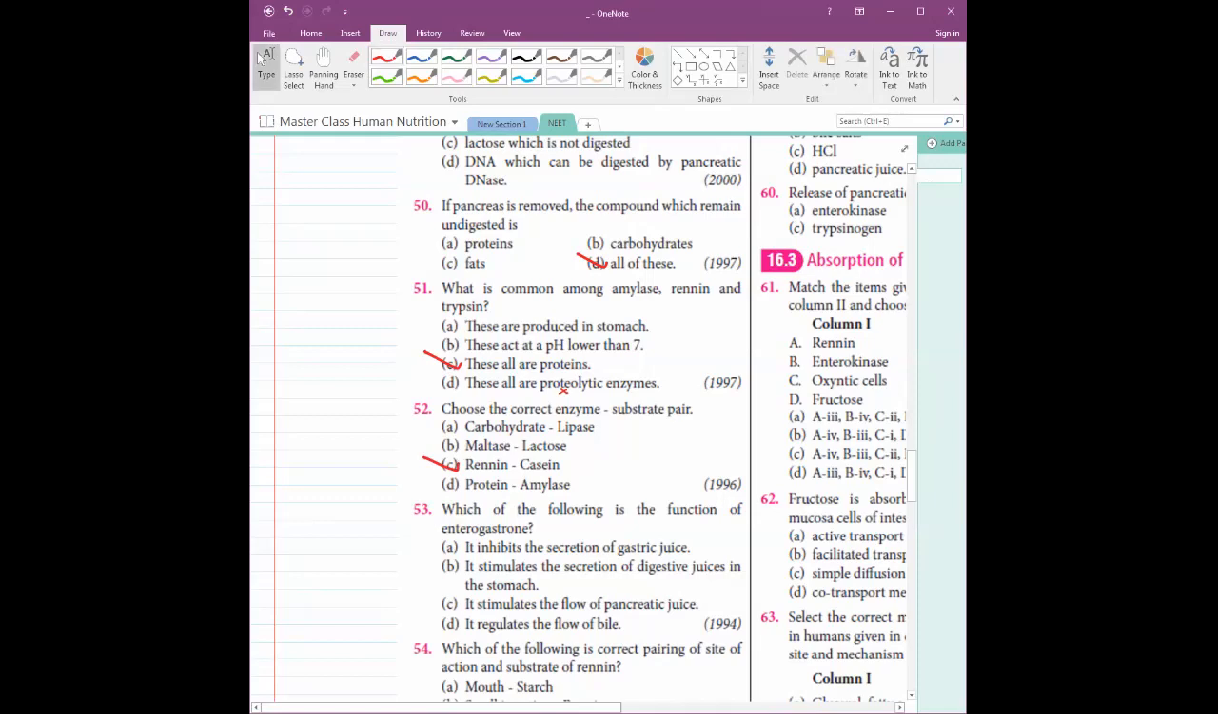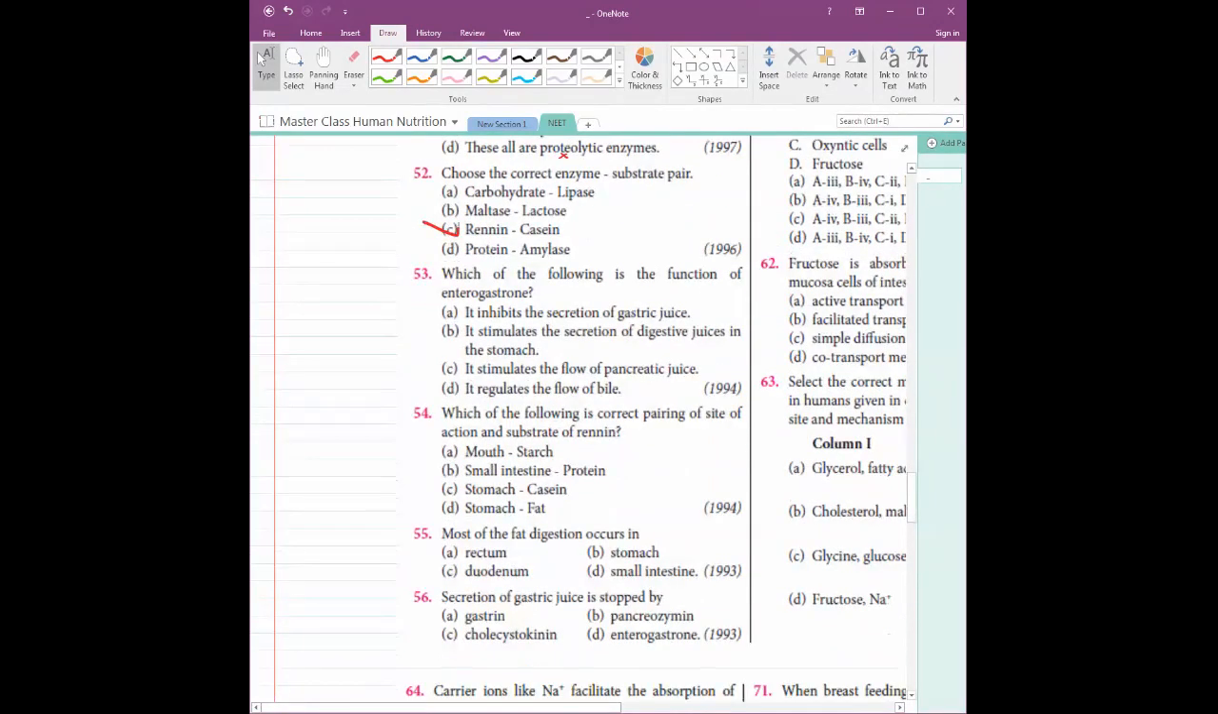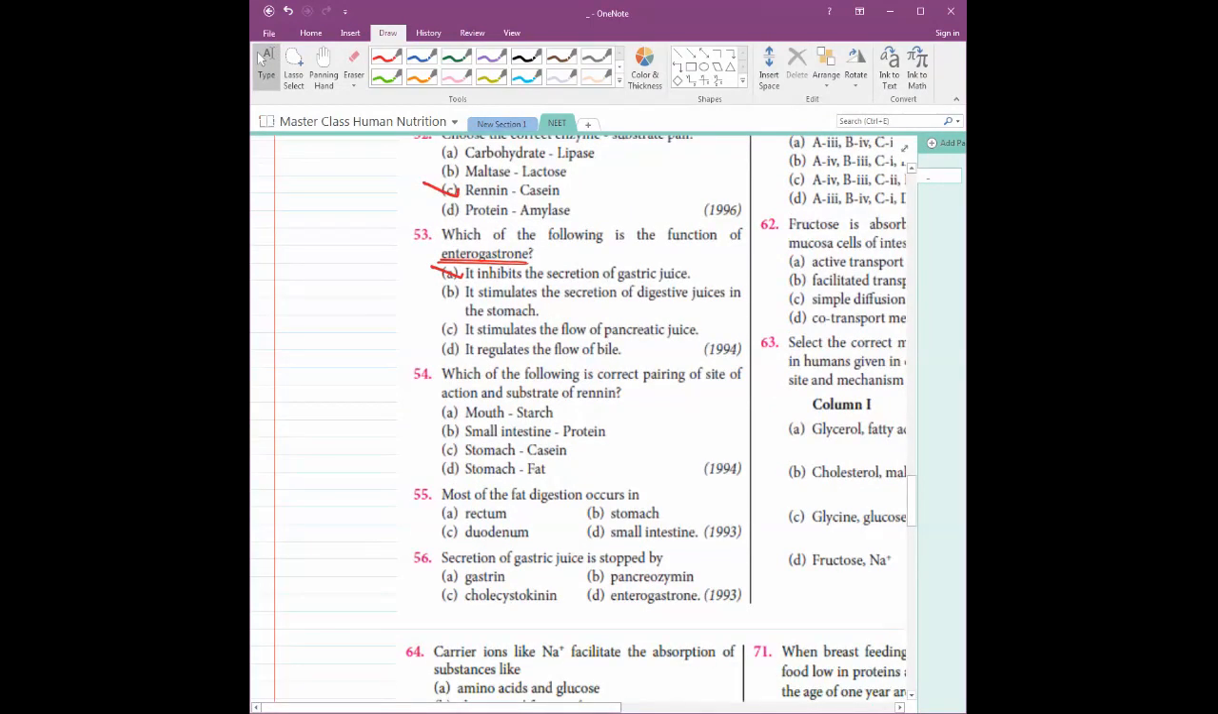Okay, next question. Which of the following is the function of enterogastron? Okay, guys, so enterogastron, what did we say? What is this going to do? This is going to inhibit something, right? So enterogastron is nothing but your GIP, gastric inhibitory peptide. So what is it going to do, guys? Yes, it is going to inhibit the secretion of gastric juice. Very nice.